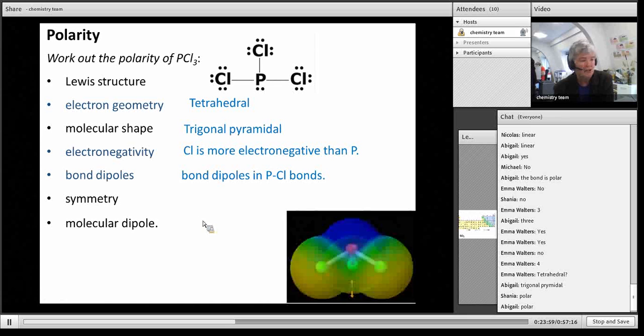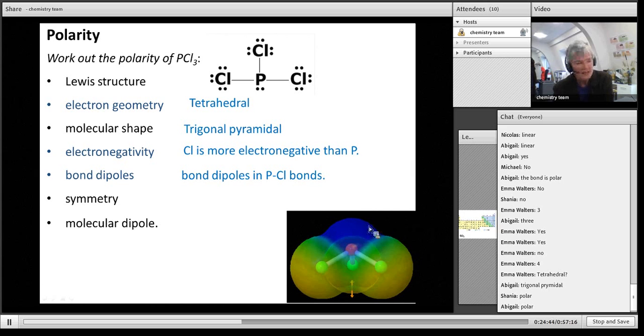And so if we look at the molecule, we've got an area that's quite positive, that's the phosphorus, because that's the least electronegative, and then we've got the chlorines, that are more electronegative. So we're going to have a bond dipole along this PCl bond, along that PCl bond, and along that PCl bond. And sorry, it's going from the positive to the negative. So it's going from the phosphorus out. So overall, these are pulled downwards. So the negative charge is more on the bottom, and it's positive on the top.